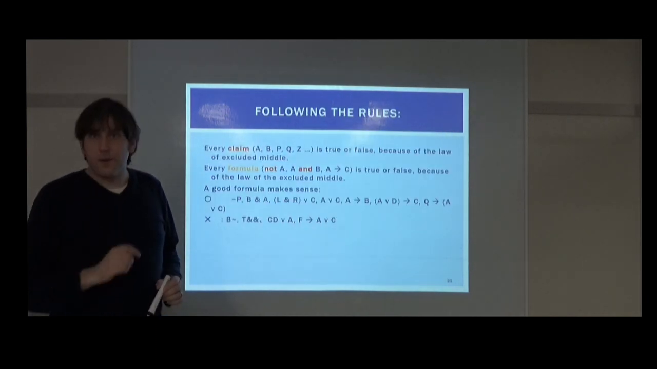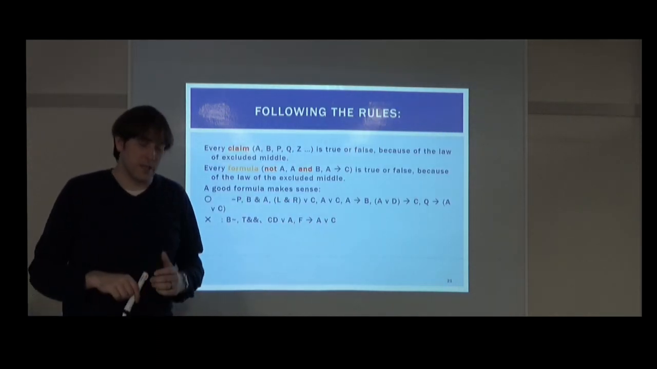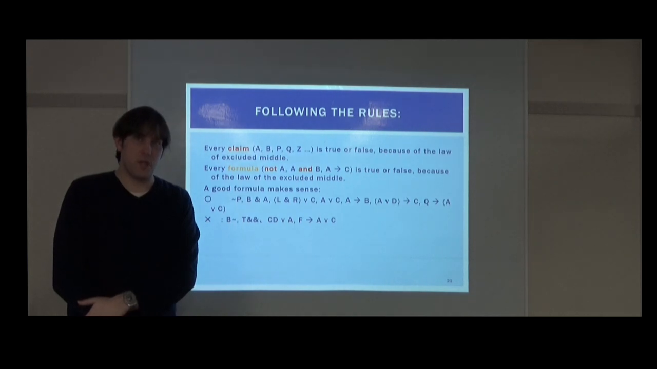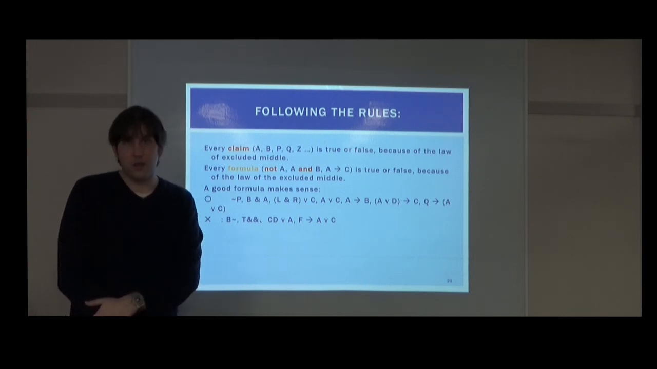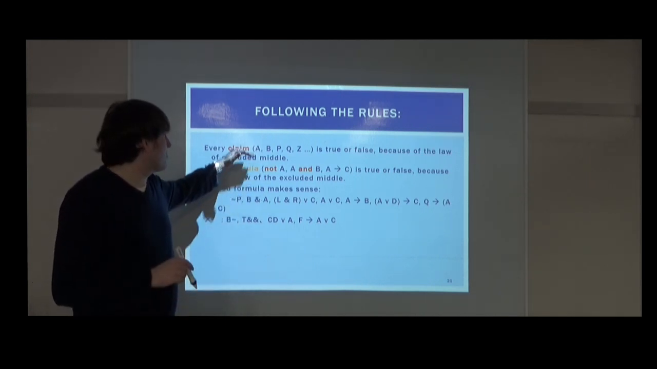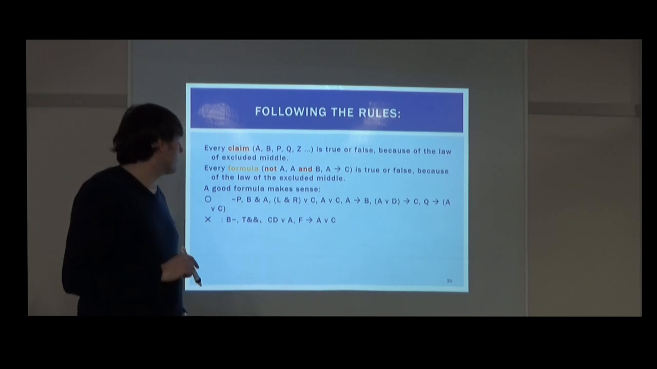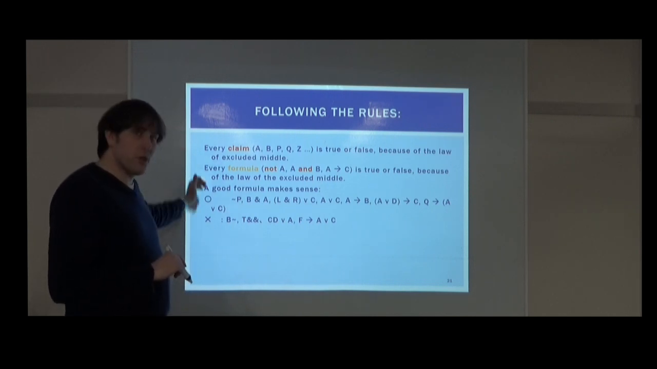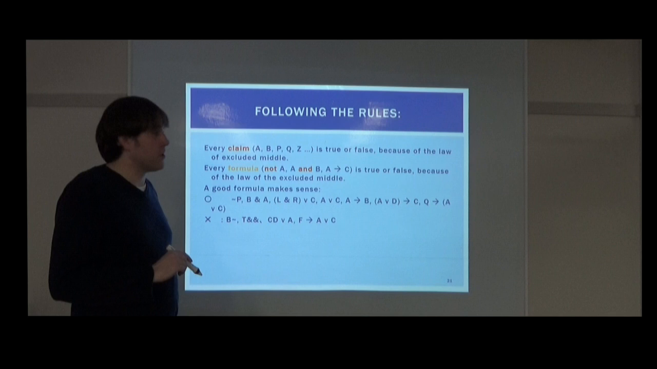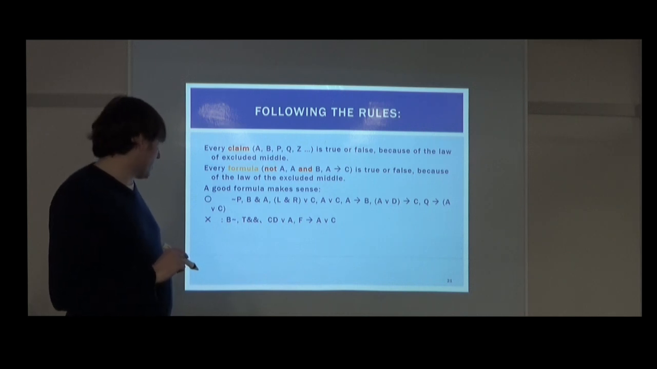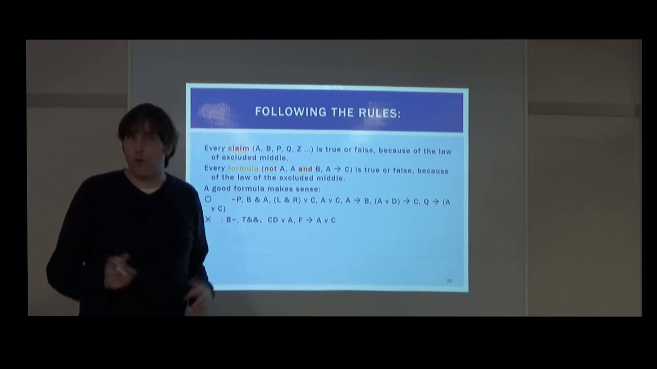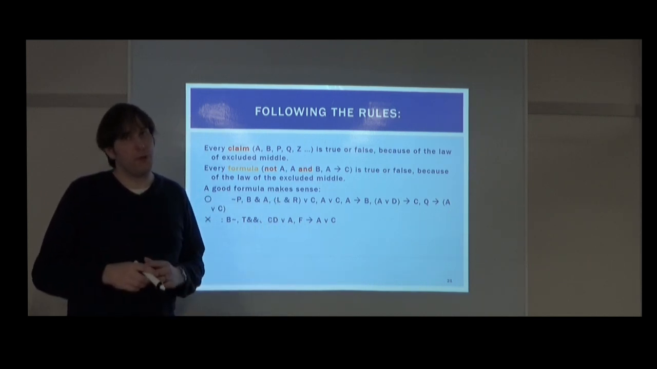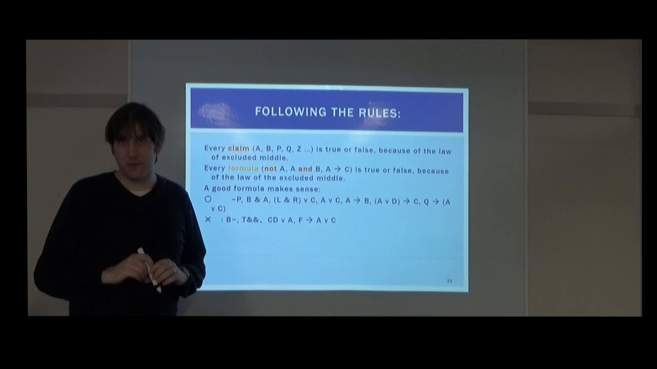The key to understanding validity is to follow the rules. There's only a very small set of rules, and when we merge these together, every claim must either be true or false due to the law of the excluded middle. Every formula must also be true or false due to the law of the excluded middle. So things that don't make sense don't work in this world. It's a very simple world. Very nice in that respect.